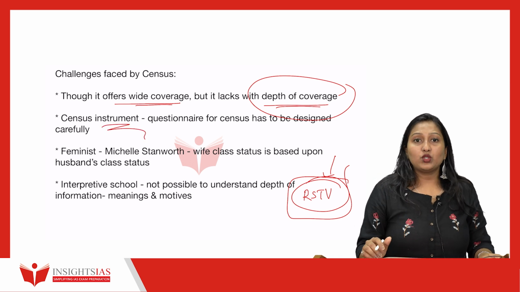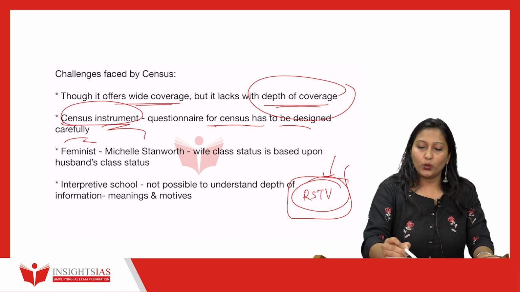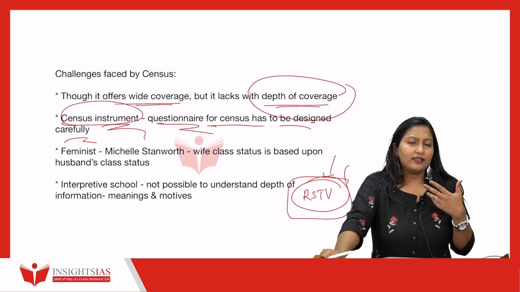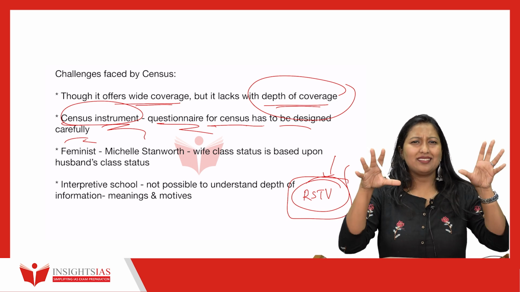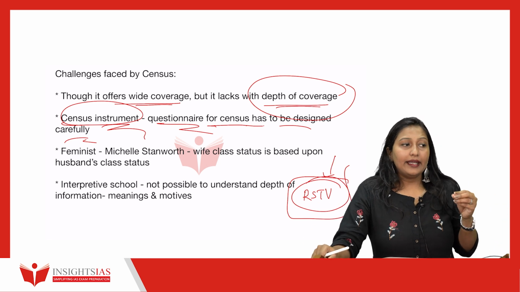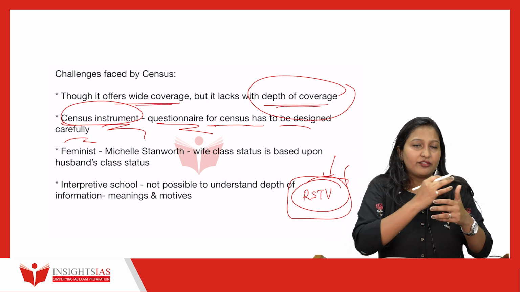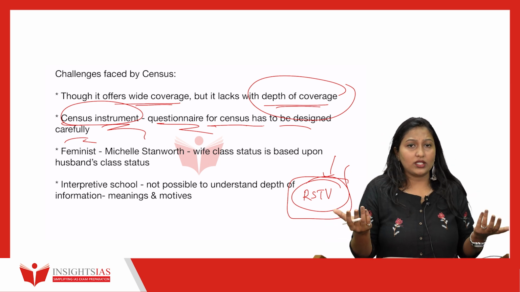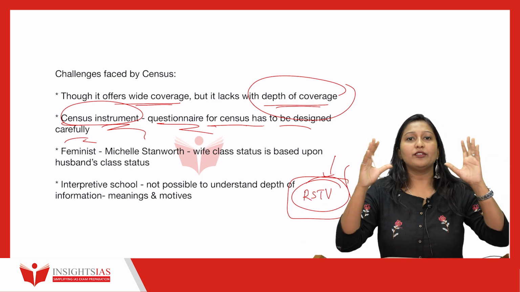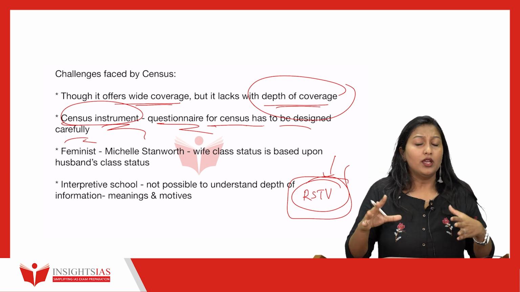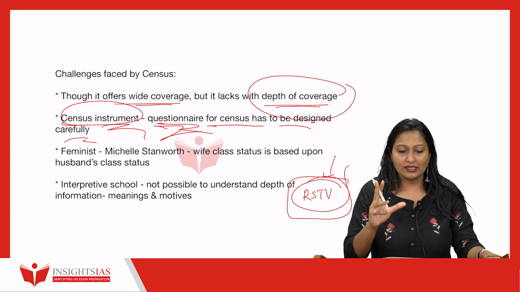Next, the census instrument. The questionnaire for census has to be designed carefully. The census instrument is nothing but the questionnaire. Why does it have to be designed carefully? Because the same questions have to be asked throughout India, taking India as an example. And it cannot be asked in a similar way, because we have tribes, caste groups and different religions, so we cannot ask in a similar tone. Also, the people taking the census come from different backgrounds and cannot ask in a similar way either. So you have to keep everything in mind and then design the questions. This is the second problem.